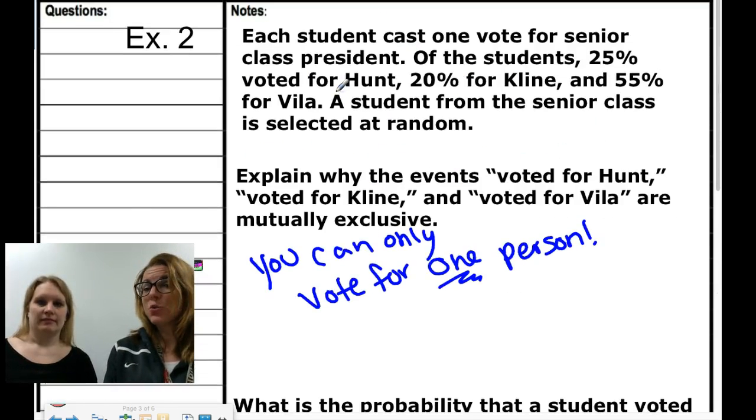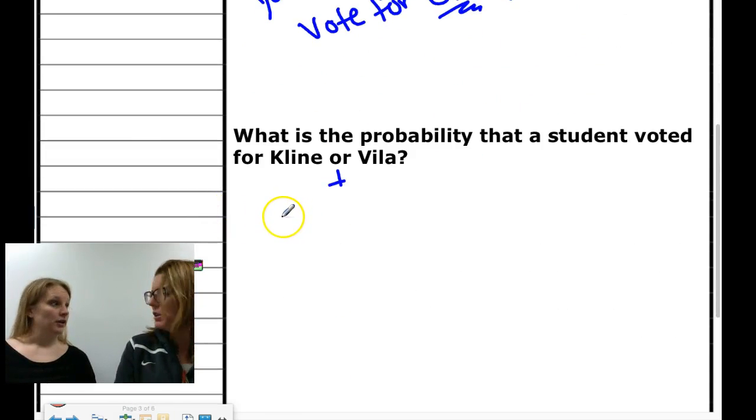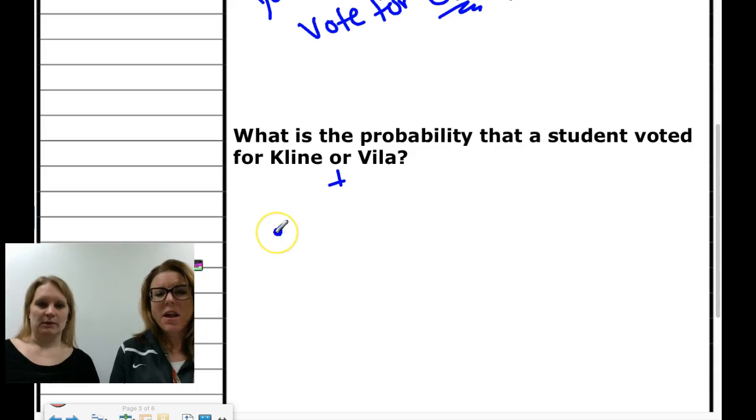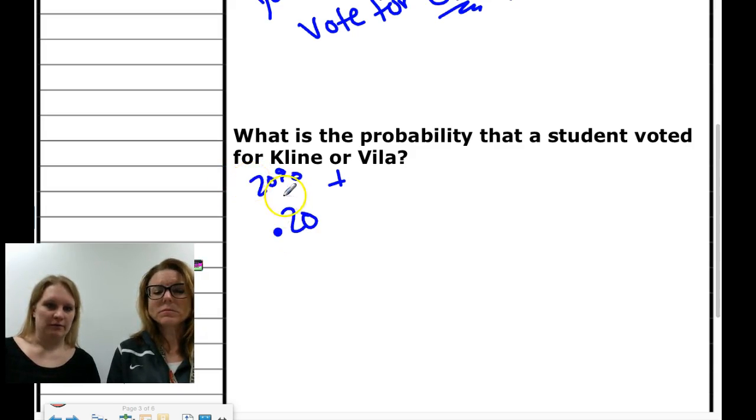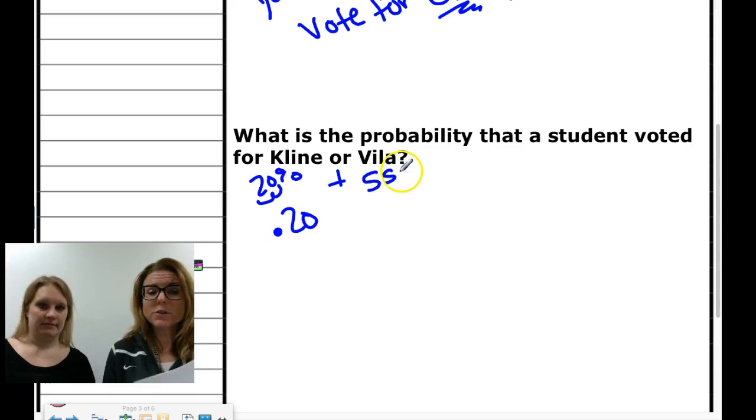Klein is 20%. So how do you write that as a decimal? Well, 20% is 0.20. We just take 20 and move the decimal 2 spots, and we get 0.20. And if someone wanted to do a fraction, that'd just be 20 over 100. You could do that too.